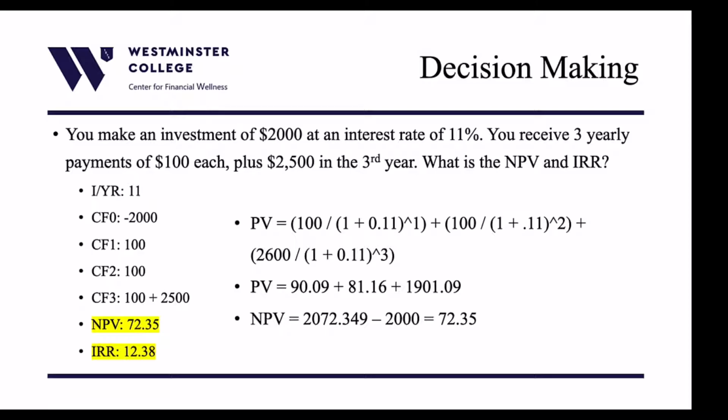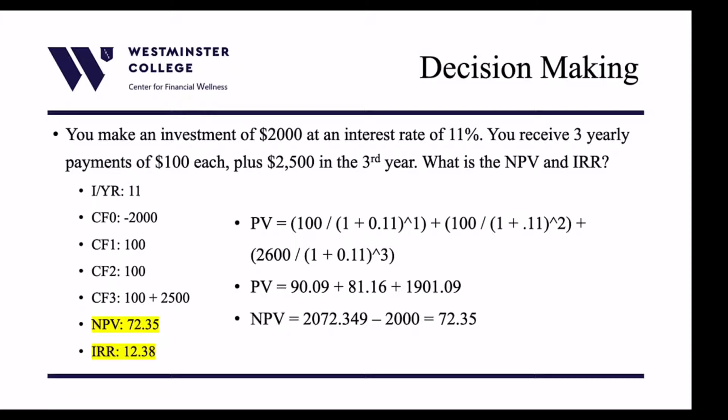So we're going to go through the same exact process as before and put 11 for I/YR, negative 2,000 for cash flow 0. So I would put in negative 2,000, click the CFj key for cash flow 0. Then the next year we're receiving positive $100, so I'm going to do 100 CFj, 1, 100 CFj again for cash flow 2, and then in the third year, because we're receiving an additional 2,500, we're going to do 2,500 plus 100 to get 2,600 and input 2,600 for our third cash flow.